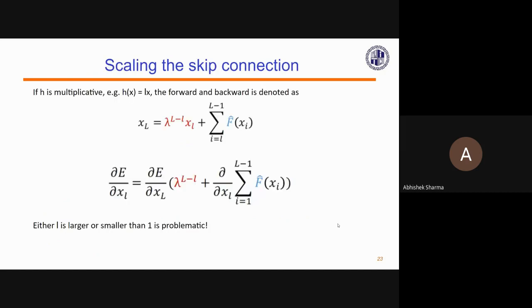Scaling the skip connection. If h is multiplicative, for example, h of x is lambda x, the forward and the backward passes are denoted by the following equations. When we take the derivative, we see that if lambda is very large or small, it creates a very problematic situation like overfitting and underfitting. That is why lambda's value is very important to be chosen.